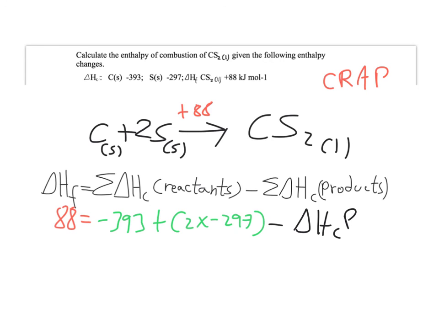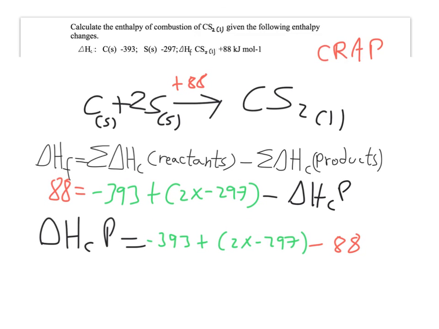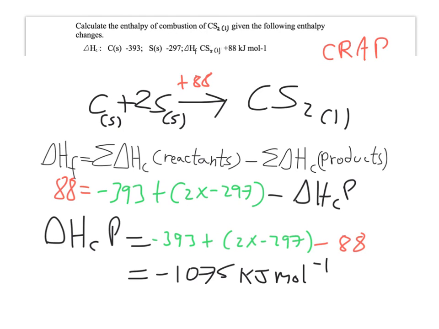Okay, so we'll rearrange that. Rearranging it, by putting that over there and that over there, gives us this equation here. And if you complete that equation, you end up with the same result as before, minus 1075 kilojoules per mole.